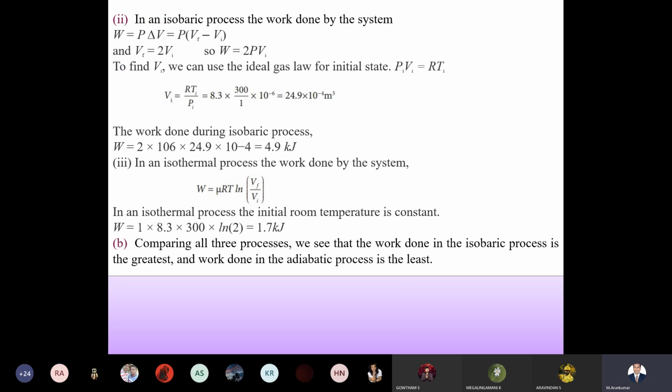Then we can move to the next process, the isobaric process. In an isobaric process, we know W is P delta V. So we can substitute the values. We know the value of P, and we know the values of V initial and V final, which is 2 times. Then we can have the equation of W.